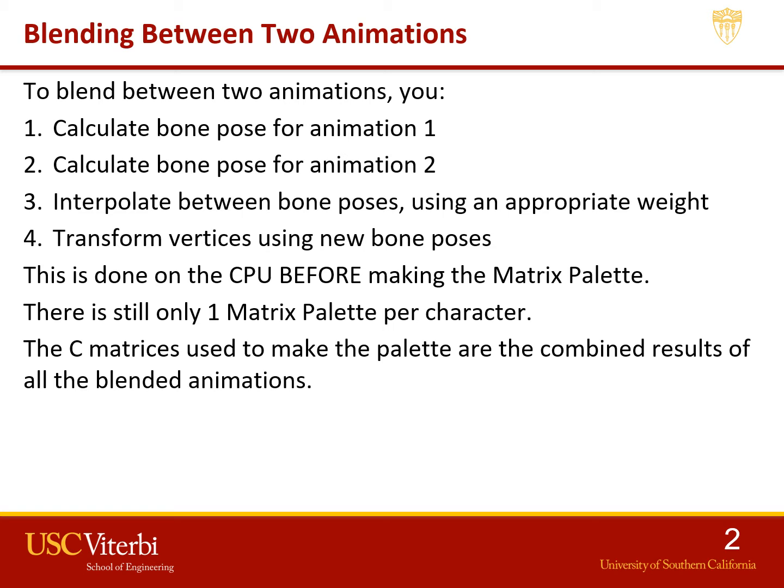Well, we've been talking about doing interpolations and doing blends this whole time. So one more blend wouldn't really be very difficult. You're running animation number 1, you're also running animation number 2, you calculate both poses. And then you simply interpolate between those poses. And you do that before you create the matrix palette. You do that when you're still at the bone transform level.